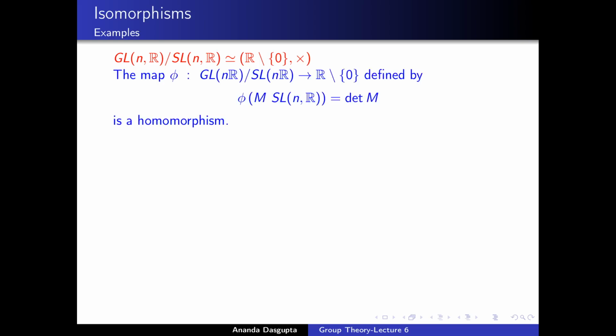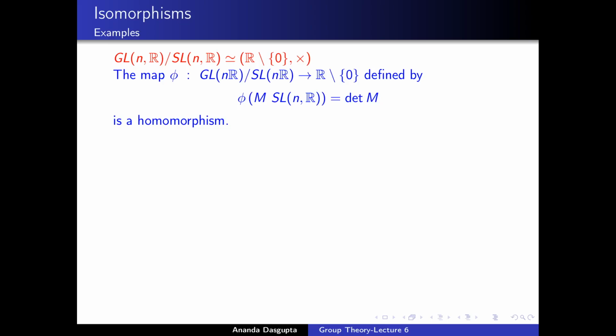Now, the homomorphism is one which we have actually already talked about in the last lecture. The map phi maps a coset, which of course is an element of GLNR by SLNR, labeled by the matrix M, the coset M SLNR, which of course is the set of all matrices that you can obtain by multiplying M by elements in SLNR. The map phi maps the coset into the determinant of M.